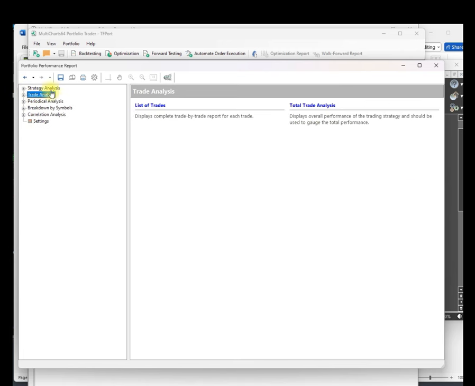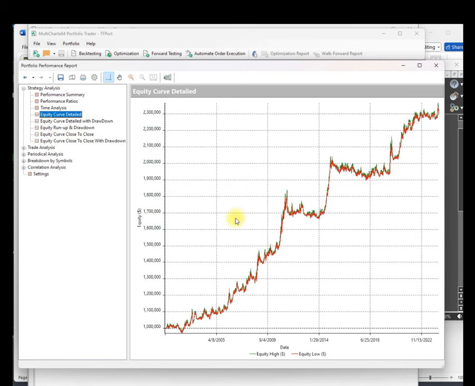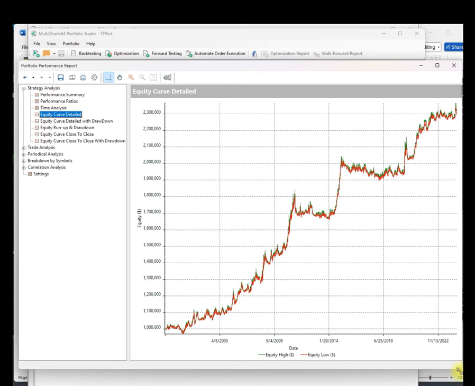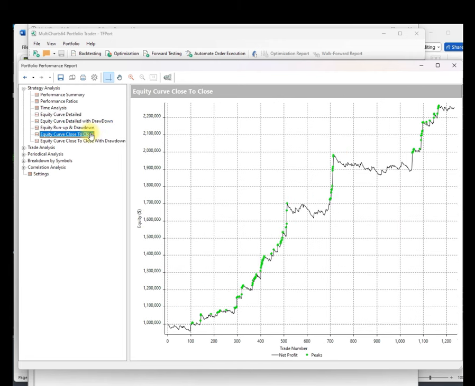It's all tree-like. You've got your expansion and contraction buttons. Let's look at the performance summary. Let's look at the equity curve real quick, detailed, and just show you what we're talking about with this strategy. And it should be popping up any second now. There it is. I got worried there for a second. That's not a bad looking equity curve. Let's do equity curve close to close.